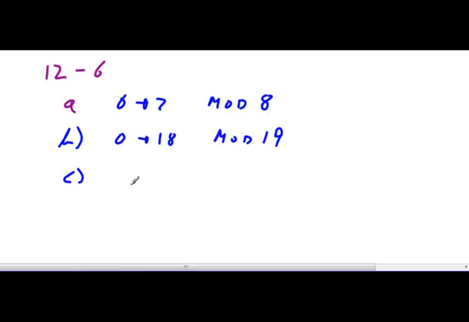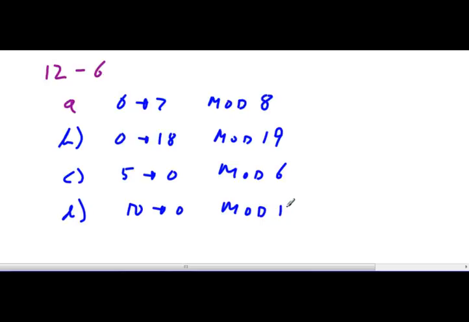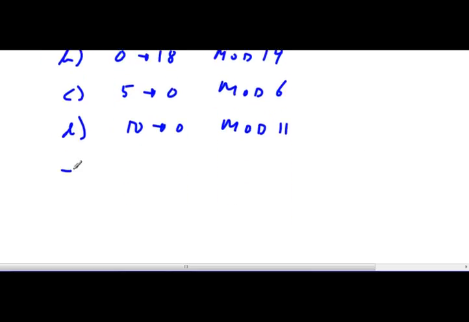C. 5 to 0. Mod 6. D. 10 to 0. Mod 11. E. 2 to 15. 2, 3, 4, 5, 6, 7, 8, 9, 10, 11, 12, 13, 14, 15. Mod 14. I have 4 fingers on this hand. Mod 14.